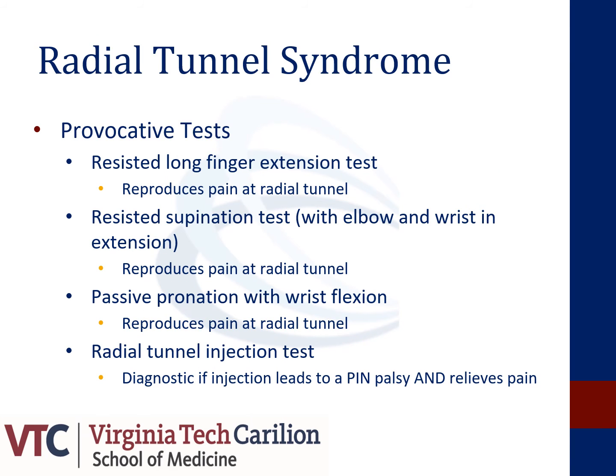Some provocative tests to evoke that proximal forearm discomfort are resisting long finger extension, resisted supination with the elbow and wrist in extension, passive pronation with wrist flexion, and then ultimately a radial tunnel injection. That injection is diagnostic if it leads to a PIN palsy and relieves the patient's symptoms.